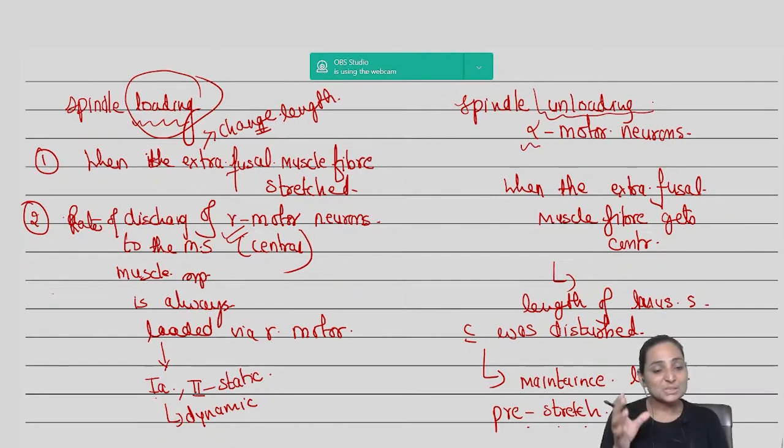Spindle unloading. So spindle loading means there is a stretching of the muscle spindle. Spindle unloading means that the extrafusal muscle fibers have contracted, and whatever error was brought about in the length of the muscle spindle is now being corrected, right? So unloading can always be brought about by alpha motor neurons, but loading can be brought about when the extrafusal muscle fiber is stretched, like giving a tap, eliciting the tendon reflexes, or continuously the muscle spindle is loaded because of the rate of discharge continuously coming from the gamma motor neurons.